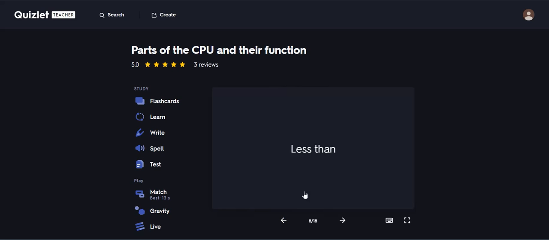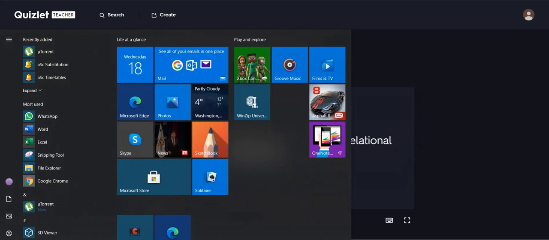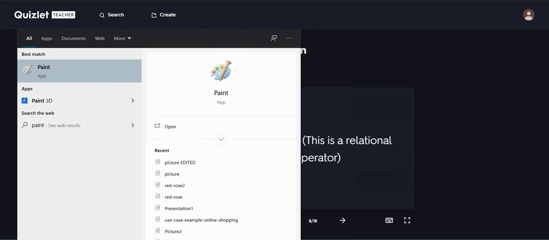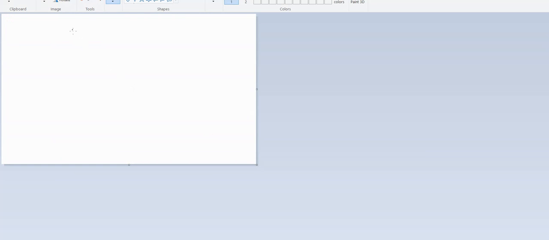And how you could know the less than is it makes a L. So let me see if I could bring up paint. Paint is not allowing me to resize. Still quite tiny. Right, so in paint, I want you to remember the less than like this.